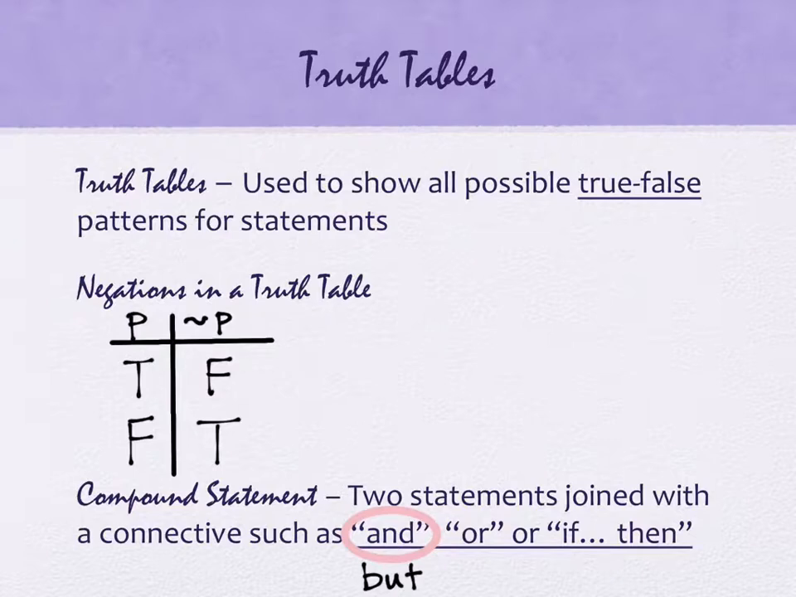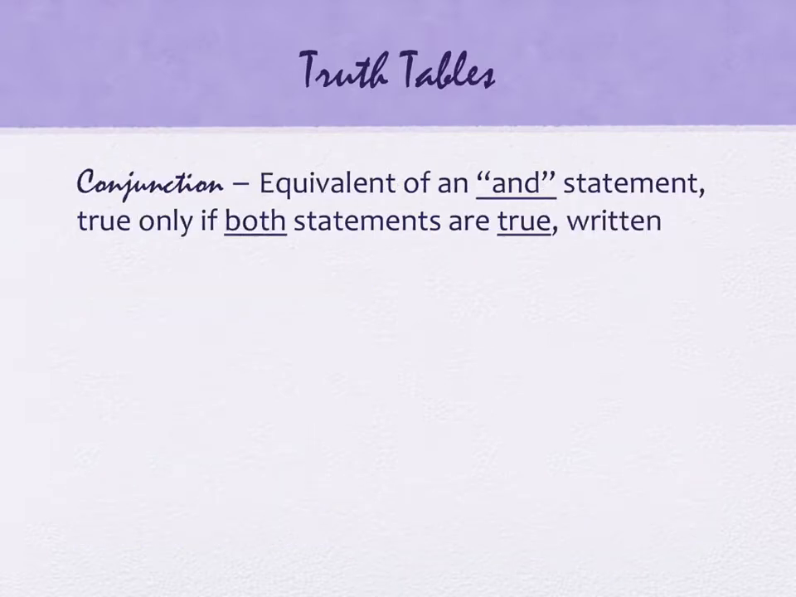So the first one we're going to talk about is the and statement. The and statement is called a conjunction. And a conjunction is true if both statements are true. So if we have a statement P and we have a statement Q and it's an and statement, it looks like an upside down V. Or if you want to, you can think it looks like a pointy N, like in the middle of the word and. I mean, like a really pointy N, right? Yeah, really.